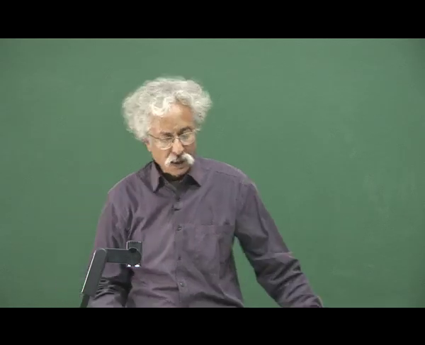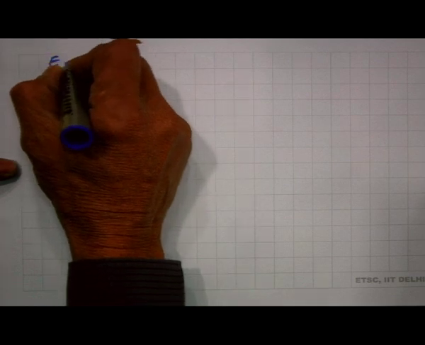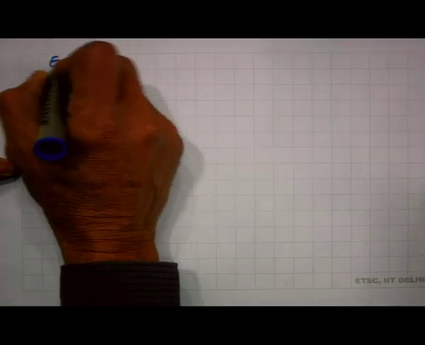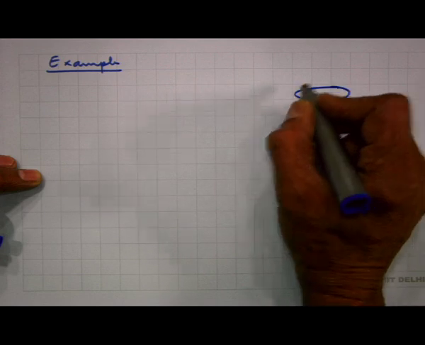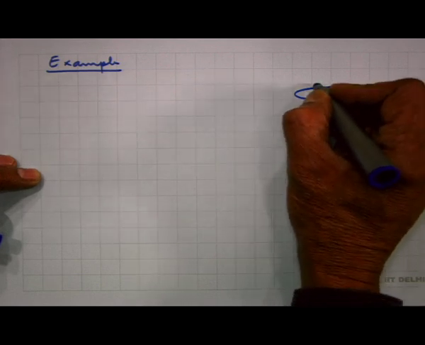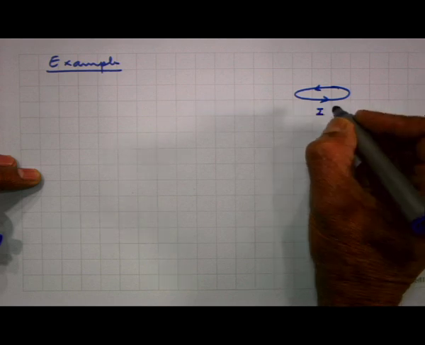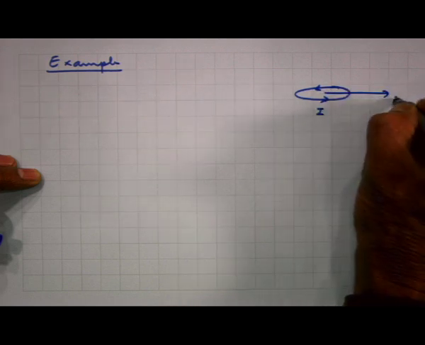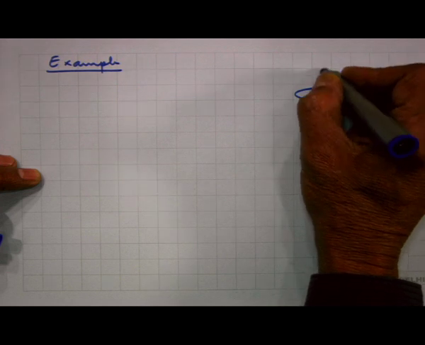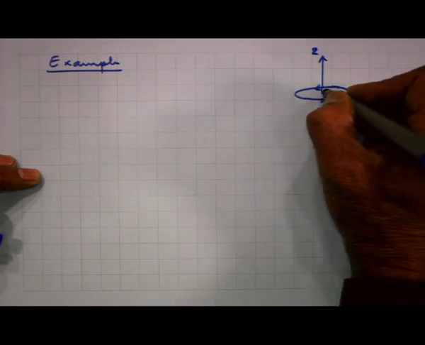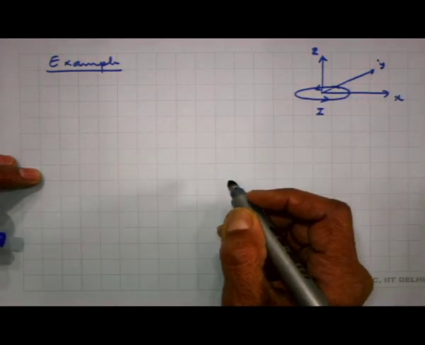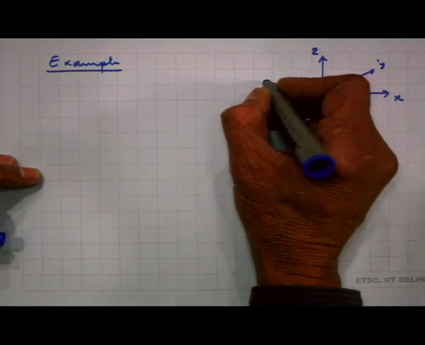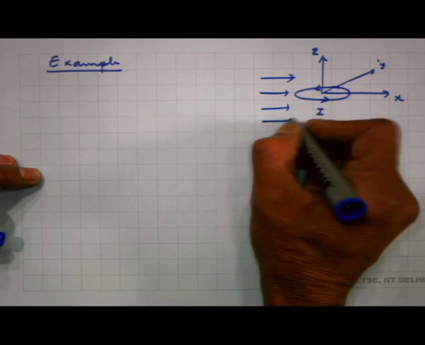We started looking at one example at the end of the last class, and let me recall the example again. We have a loop carrying current I. Let me assume this is the x axis, this is the z axis, and so for the right handed system the y axis is like this, the y axis is going inwards. Let me also assume there is a uniform magnetic field in this direction.